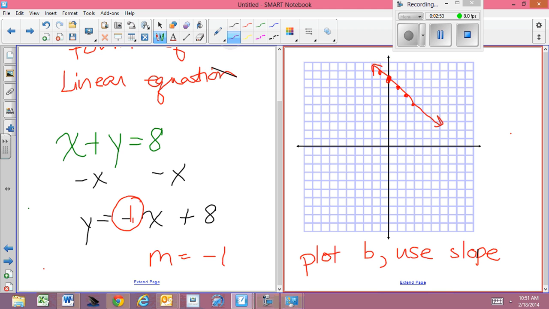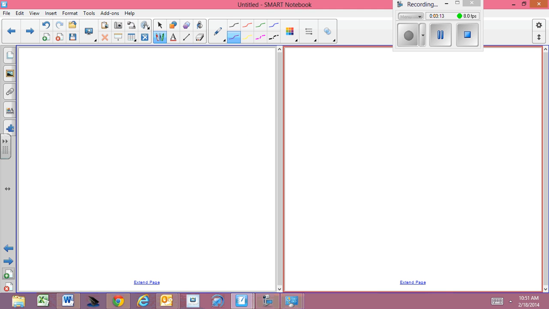Please remember, it's a common mistake. A lot of times students will start at the origin and they'll say, oh, the slope is -1. I'll go down 1 over 1, down 1 over 1. But remember, not every line goes through the origin. So you have to plot a point that you know is on the line. It's very easy to start with the y-intercept. So maybe I'll show you one more example.